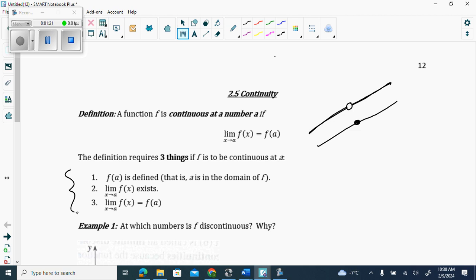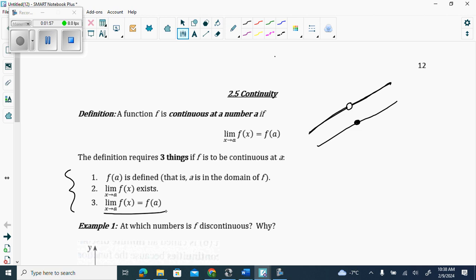The definition requires three things. F of a is defined, so that means f of a exists. And then the limit as x approaches a of f of x exists, and then those are the same. So if you want to prove continuity, you have to prove that the limit exists, f at that value exists, and that they're actually equal. So you have to do 3 steps. Awesome. 3 steps. 1, find f of a. 2, find the limit at a. 3, say that they're the same. That's it. That proves continuity.